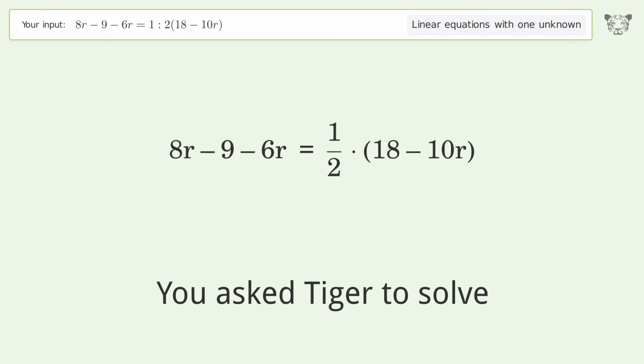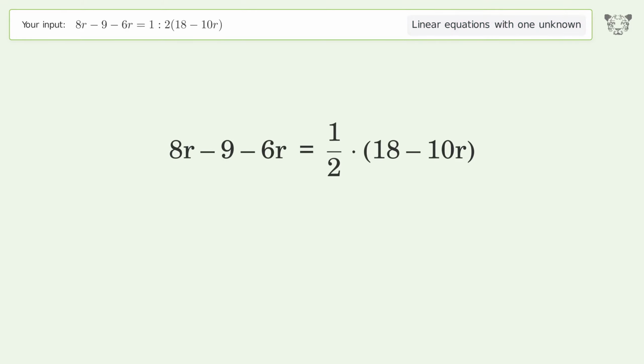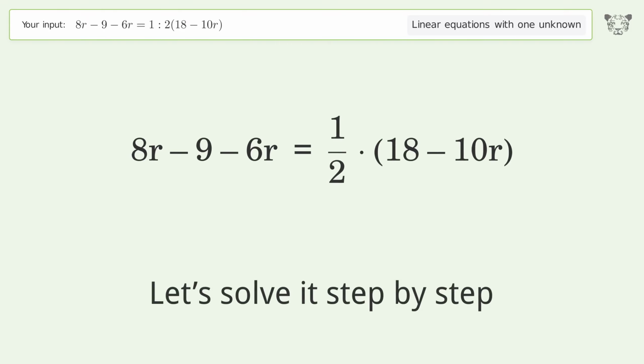You ask Tiger to solve. This deals with linear equations with one unknown. The final result is r equals 18/7. Let's solve it step by step.